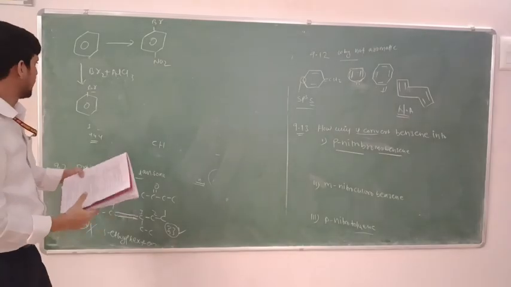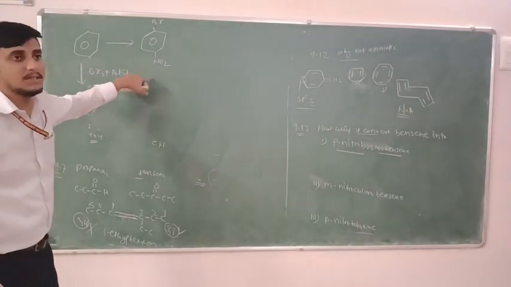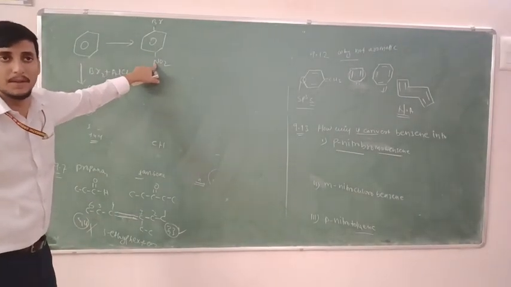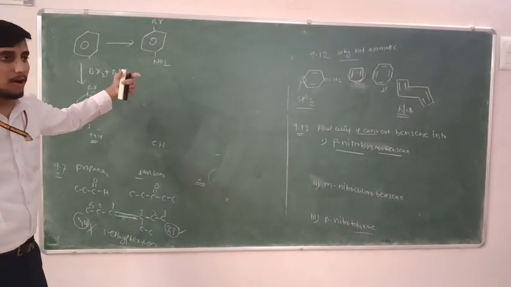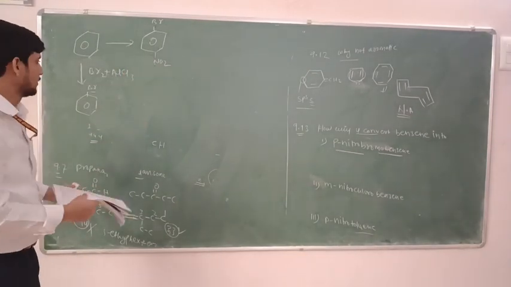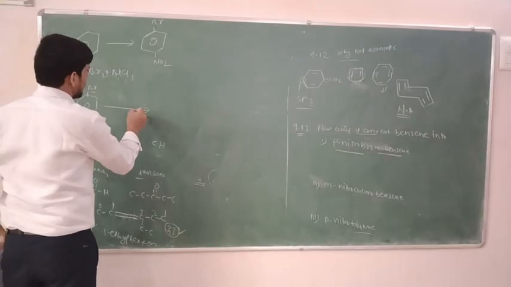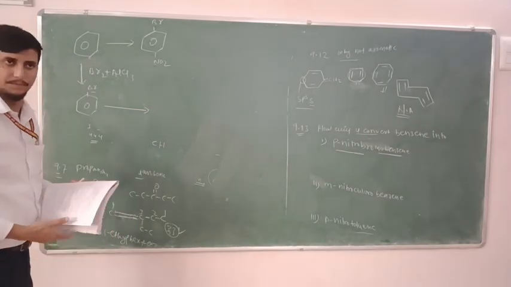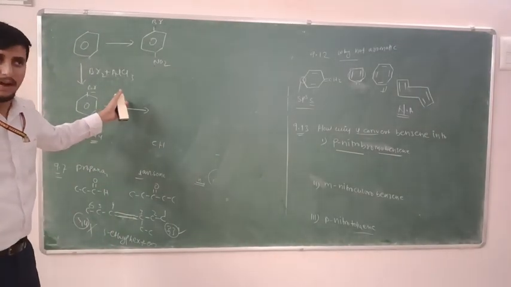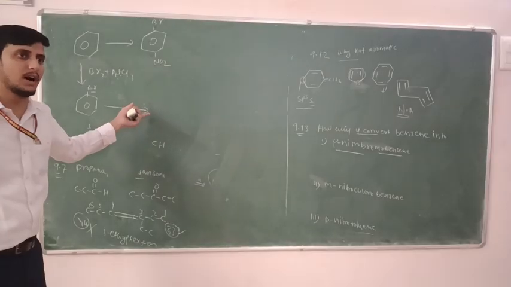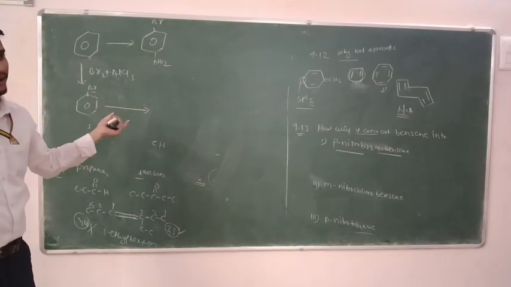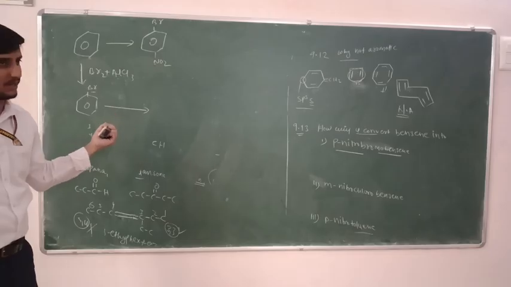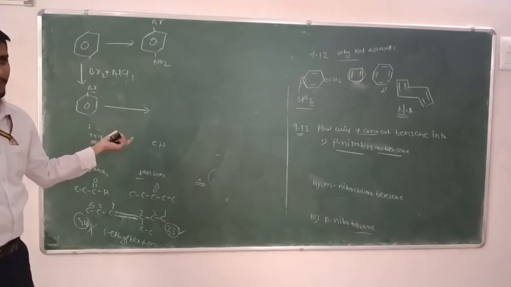Now, what is the reaction name for going from bromobenzene to nitrobenzene? Nitration. Very good. Nitration means addition of NO2. What is special here? Both are acids, HNO3 plus H2SO4. But which behaves like a base? HNO3, which is less acidic, behaves like a base.